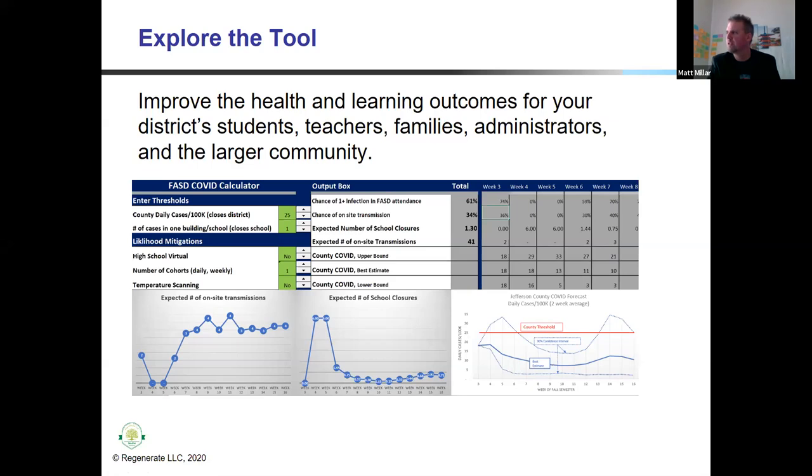Let's see. What do you want to do here, Jason? Do you want to go? Maybe pull up the tool and just click those couple of mitigations and change those and see. All right. And the outcomes. Yeah. Matt, would you please let me share? Thank you.